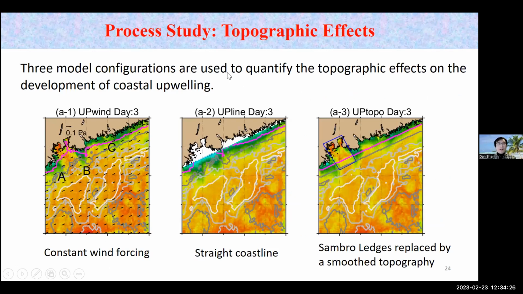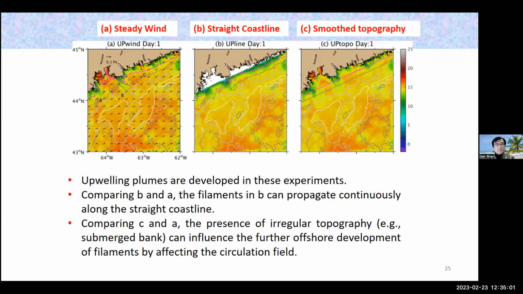And then we also conducted a process study to look at the topographic effects. What we did is to have two special configurations of the model. In the middle one, we changed the coastline to be a straight one. On the right-hand panel, we smoothed the shallow banks, called the temporal lange, and replaced them with a smooth topography. On the far left is a control run with constant wind forcing.